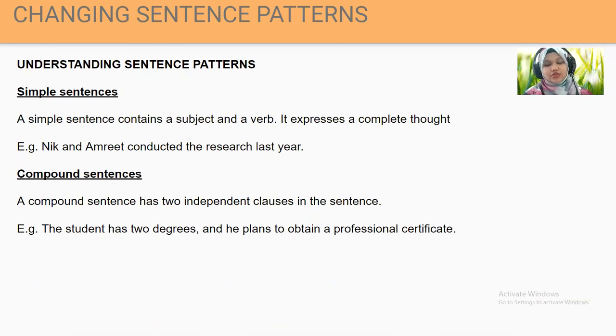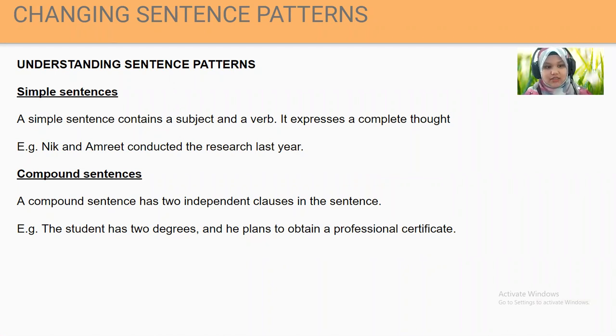Understanding sentence pattern. There are a few sentence patterns that you need to know, which is simple sentences, compound sentences, complex sentences, compound-complex sentences. So what are they? This is the most common one that students of course will know, which is subject verb object. A simple sentence contains a subject and a verb. It expresses a complete thought. Example: Nick and Emret conducted the research last year. Subject, verb, object. Conducted is the verb.